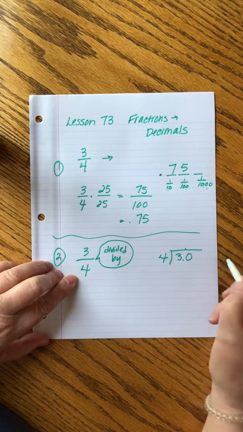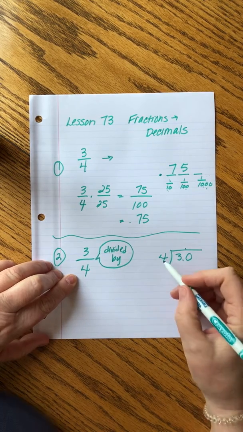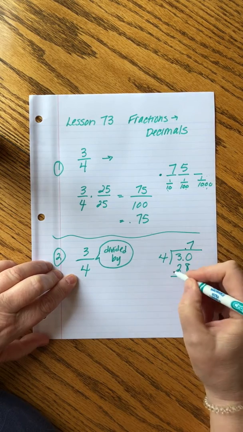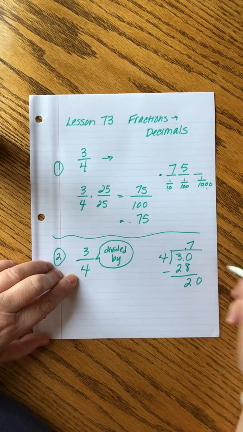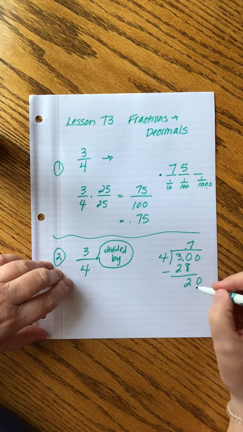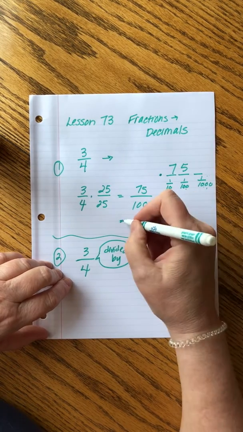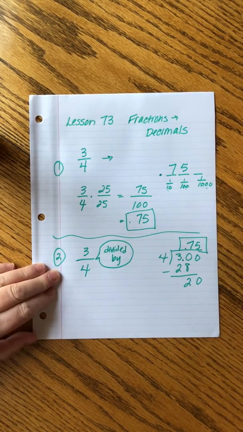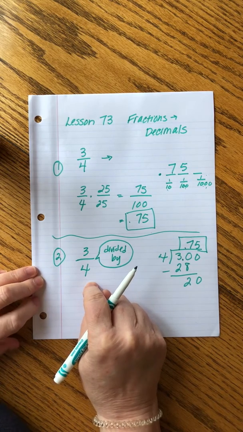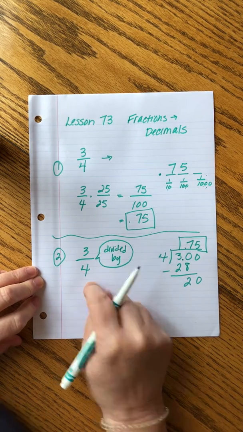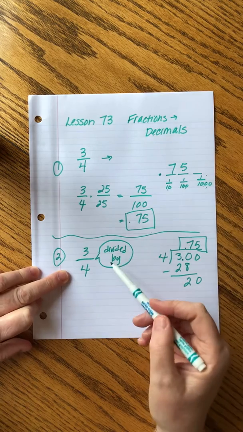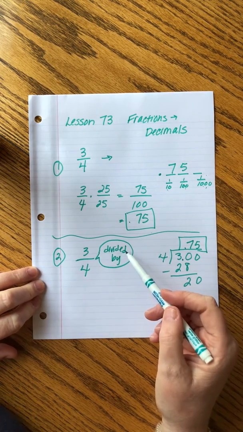4 does not go into 3, so we need to bring down a 0, or add a 0. 4 into 30 goes 7 times, that's 28. We subtract, we get a 2, bring down another 0. There's a never-ending supply of zeros on the right side of the decimal that we can bring down. 4 into 20 is 5. So we get the same answer with either method. This method works for every single fraction imaginable, and so we never have to question, will this number fit into one of these powers of 10? No, the divided by method always works, tried and true.